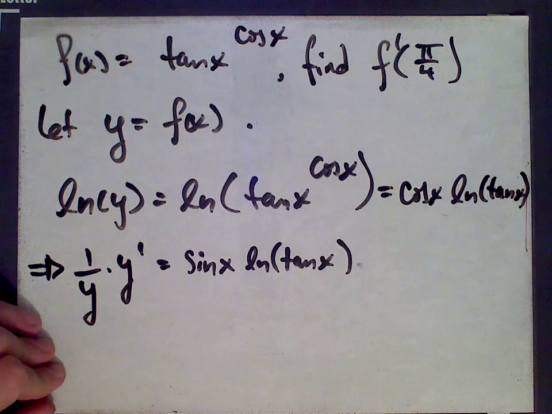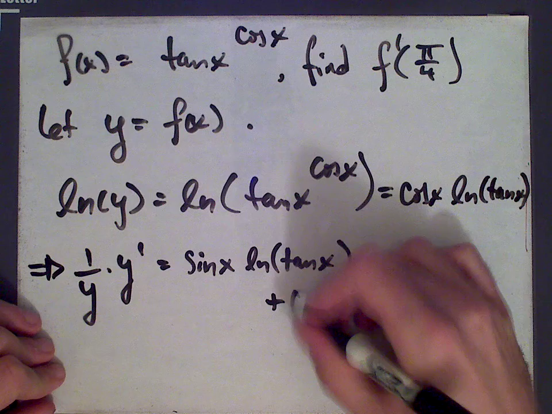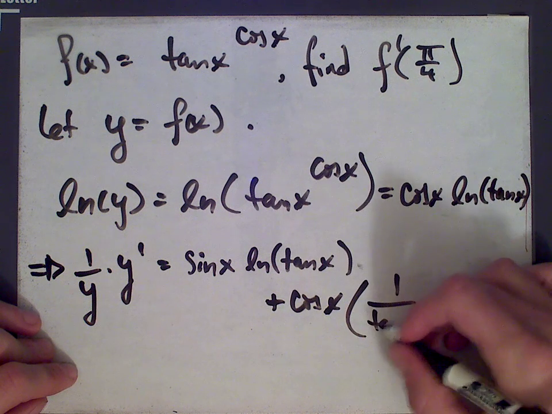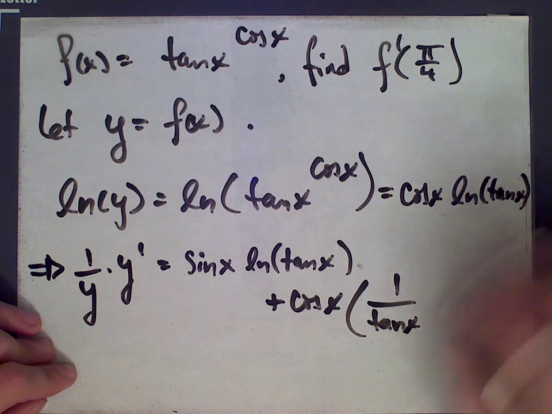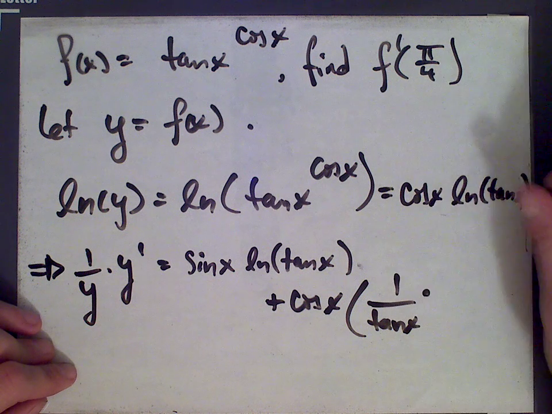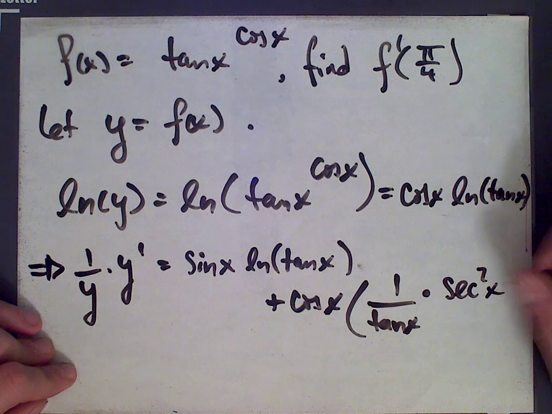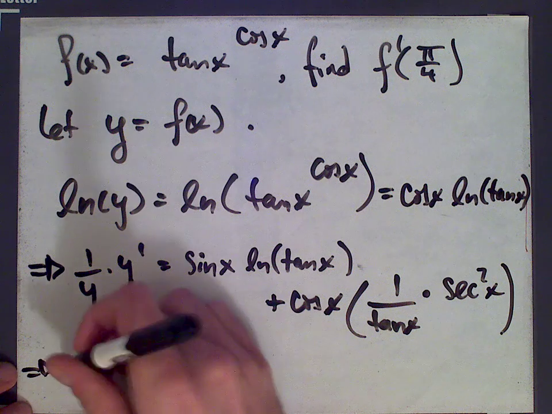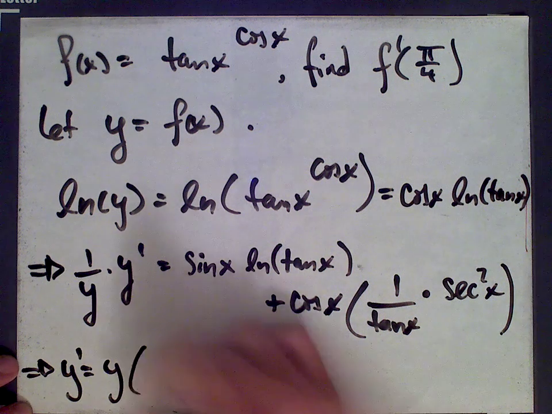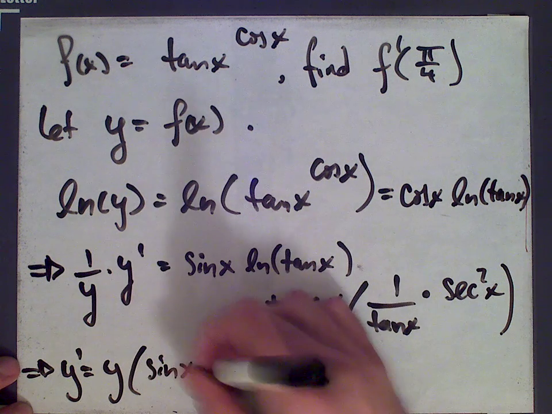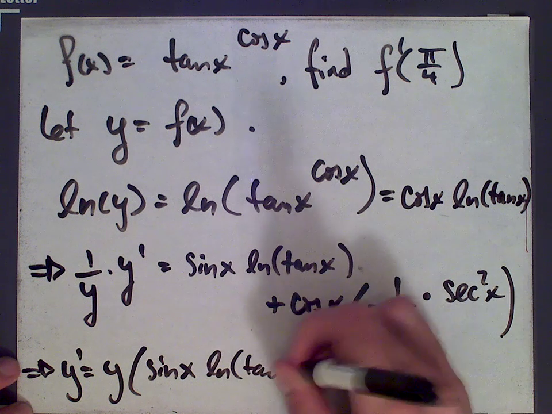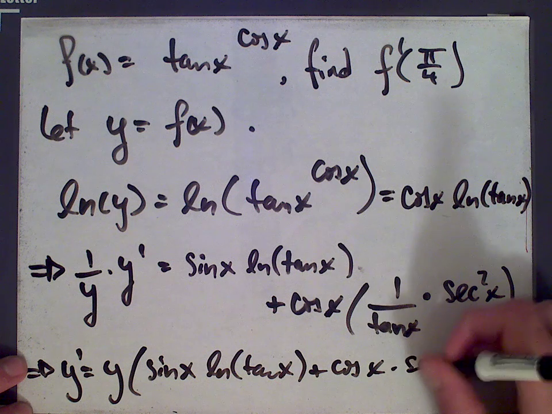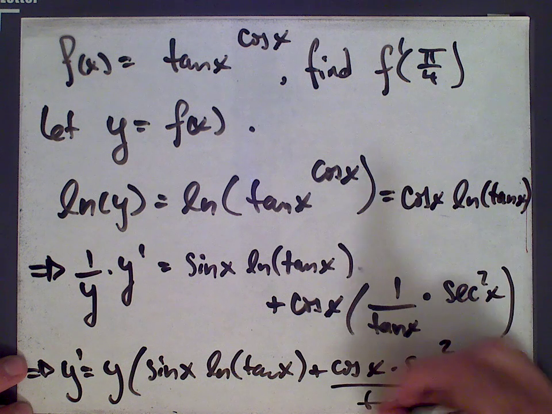We add to that cos x times the derivative of ln of tan of x. So that should be 1 over tan of x, times the derivative of tan, which is secant squared x. Then solving for y prime, we get y prime equals y times what we have above, so it's negative sine x ln tan x, plus cos x times secant squared x over tan x.